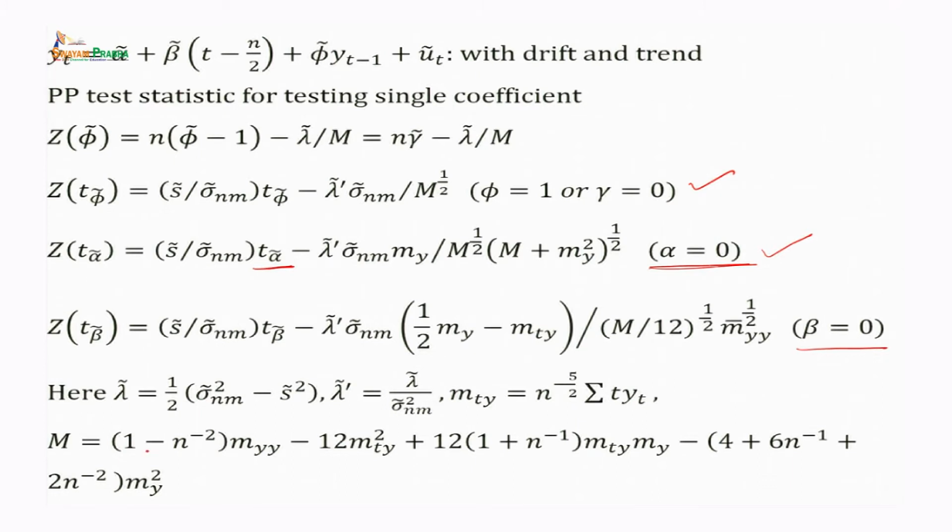capital M is equal to 1 minus 1 upon n square m y y minus 12 m t y square plus 12 1 plus 1 upon n m t y m y minus 4 plus 6 n inverse plus 2 n to the power minus 2 m y square. Well, I have not given here the detailed derivation of all these statistics, but that part I am skipping. But for testing the significance of a single coefficient, if you want to use the Phillips-Perron test, then you have to use these statistics.